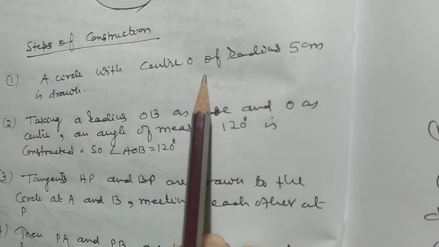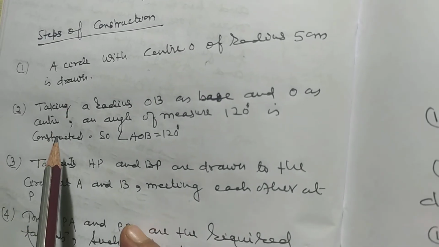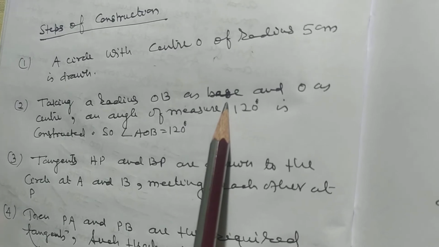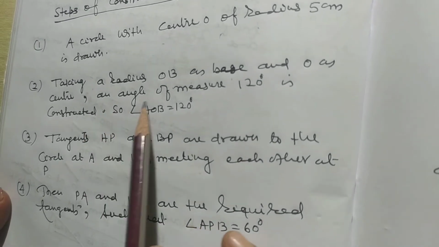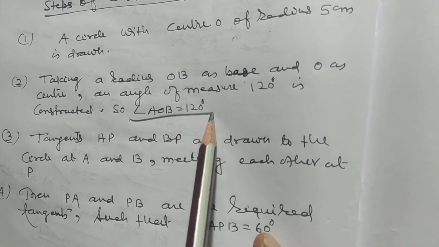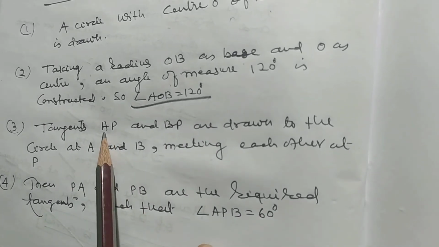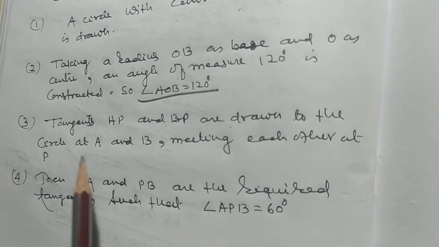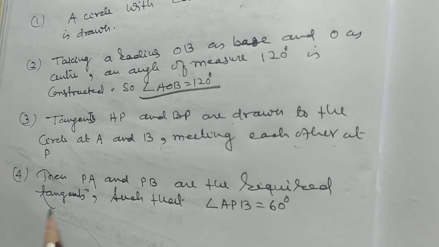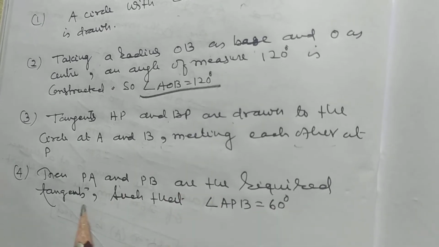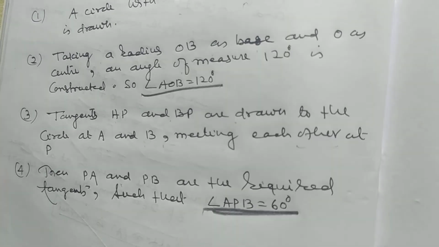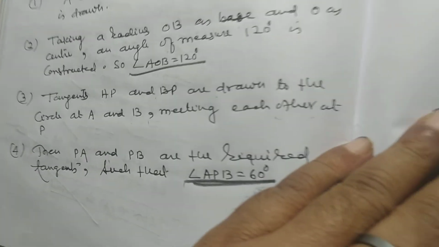A circle with center O and radius 5 centimeter is drawn. Taking a radius OB as base and O as center, an angle of 120 degree is constructed. So angle AOB is 120 degree. Tangents AP and BP are drawn to the circle at A and B, meeting each other at P. Then PA and PB are the required tangents such that angle APB is equal to 60 degree.